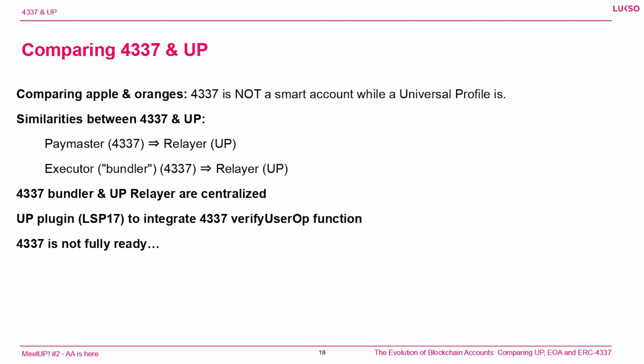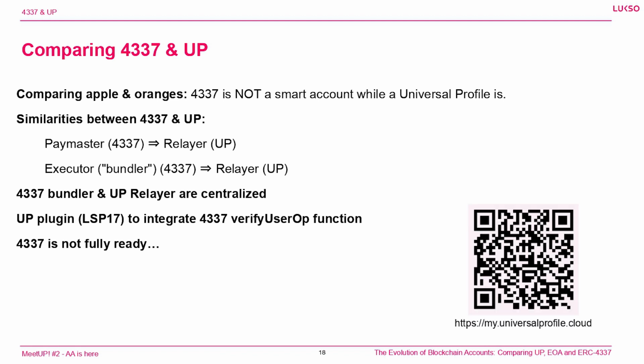And yeah, 4337 is overall not fully ready. I mean, there is maybe a handful of 4337 enabled networks or 4337 smart accounts. It's not ready, while on the other end, we are ready. We have the UP that has been launched. We have a browser extension that is available on testnet and mainnet. And we have a smart account that is available to you today.